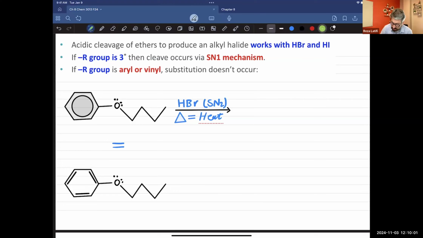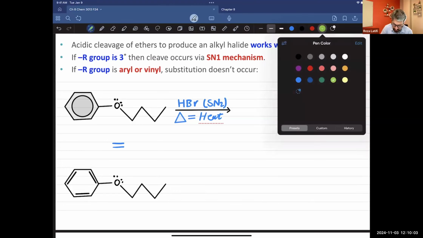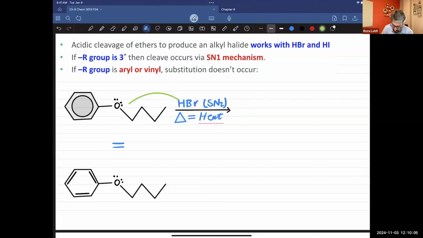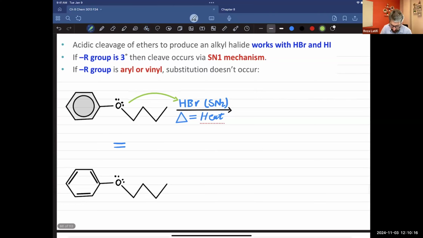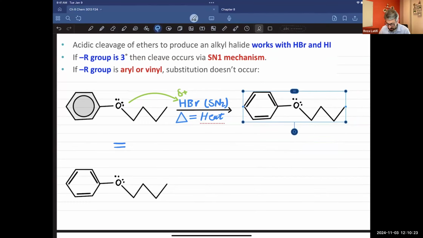So the first step of this reaction is going to be this oxygen. It will go after the acidic hydrogen, and it will take that hydrogen, that proton technically, from the HBr. And here we have a partial positive charge on hydrogen. So the intermediate we will get will be something like this.